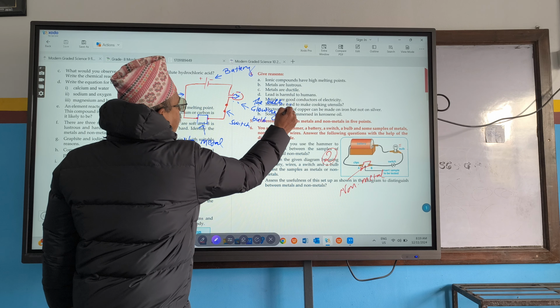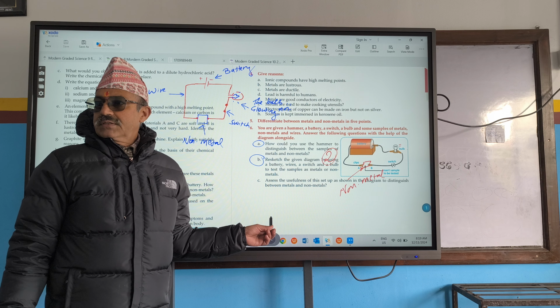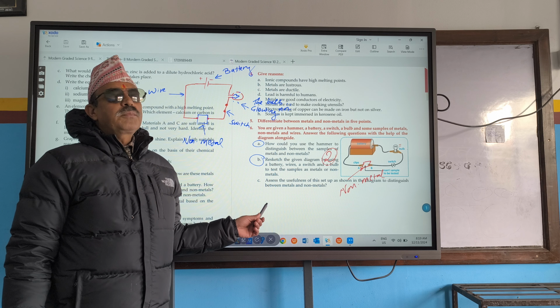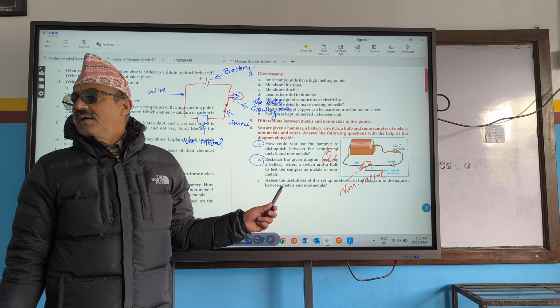Now, the last question. What is the last question? What is the usefulness of this setup as shown in the diagram to distinguish between metals and non-metals? Okay. Metals are good conductors of electricity. Non-metals are bad conductors of electricity. Metals are good conductors, non-metals are bad conductors. This much.